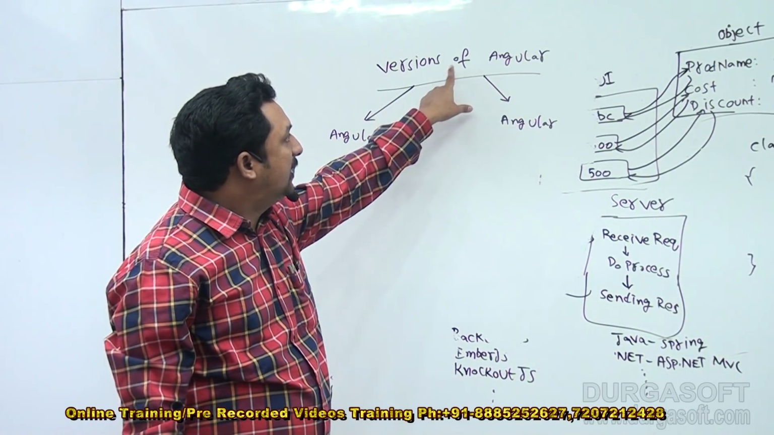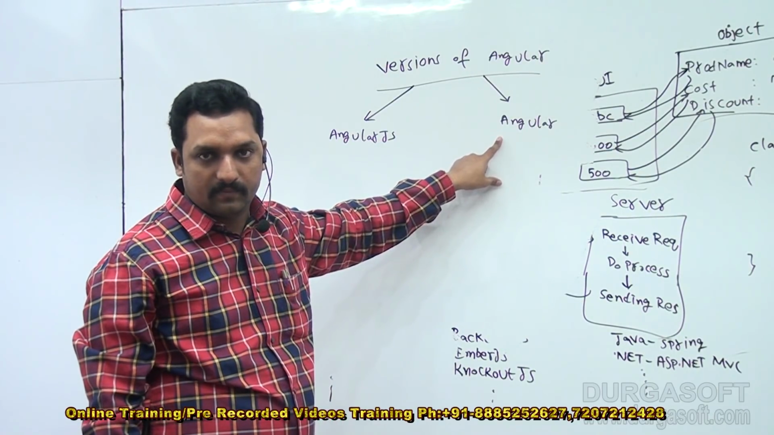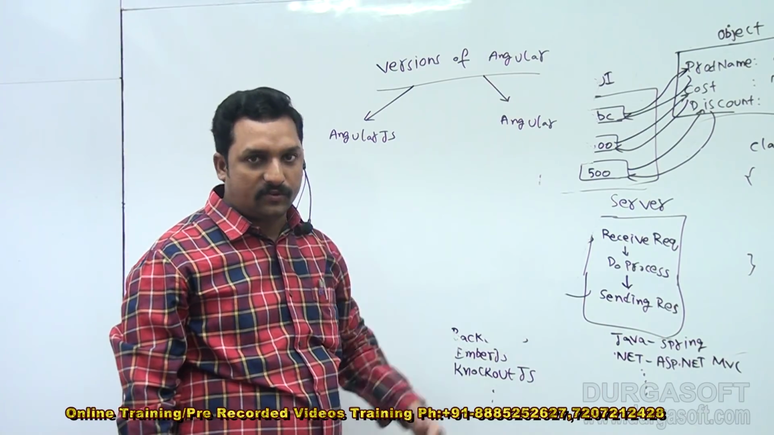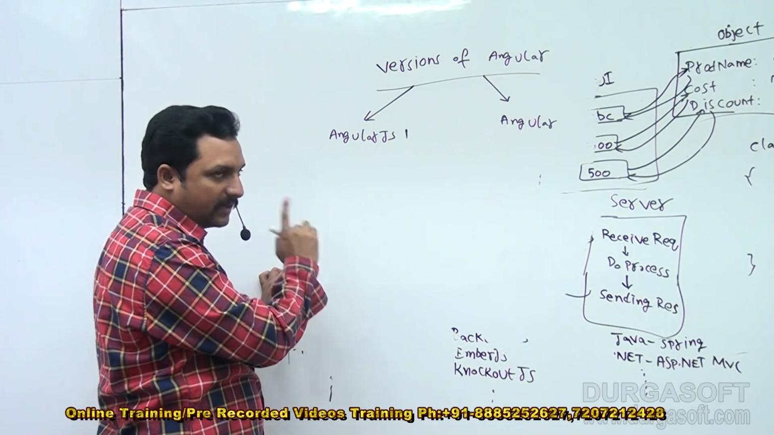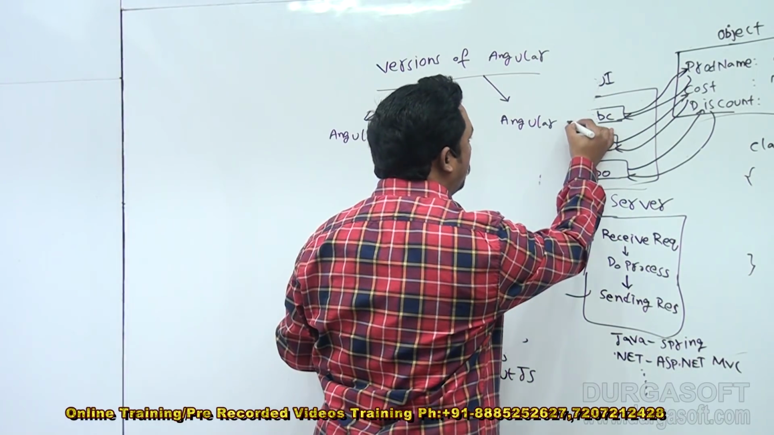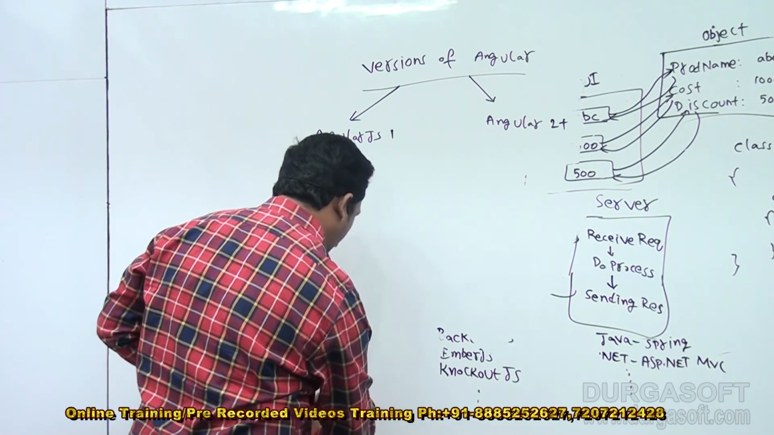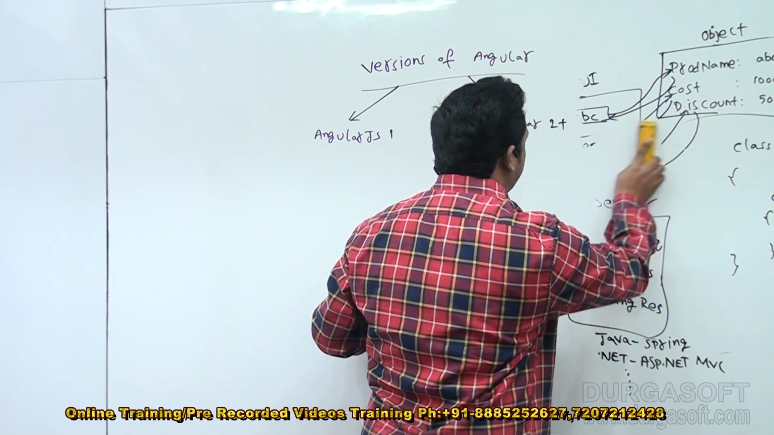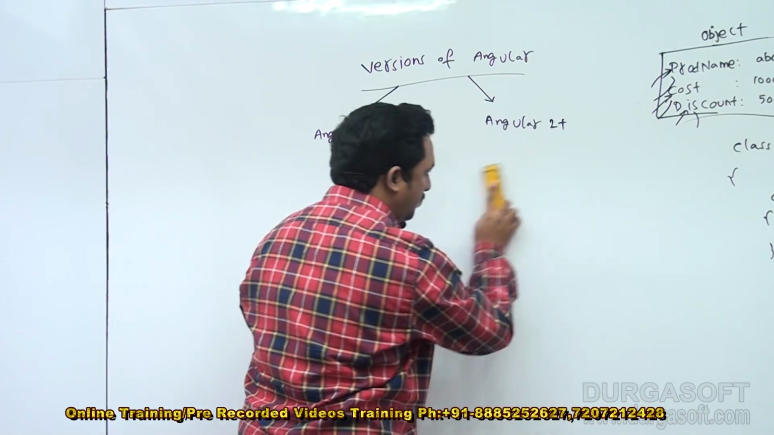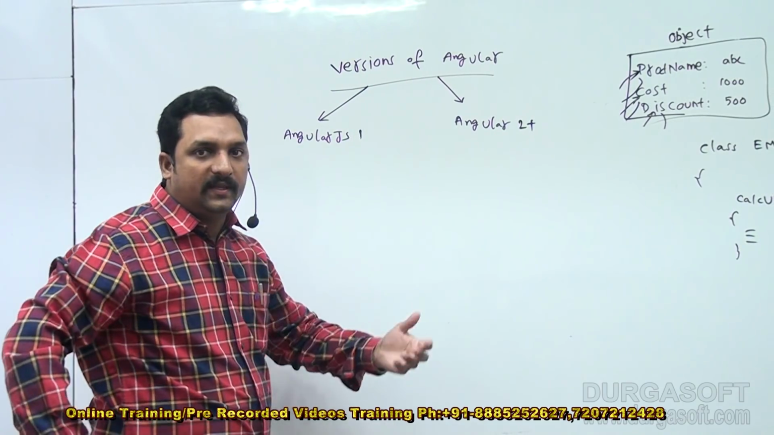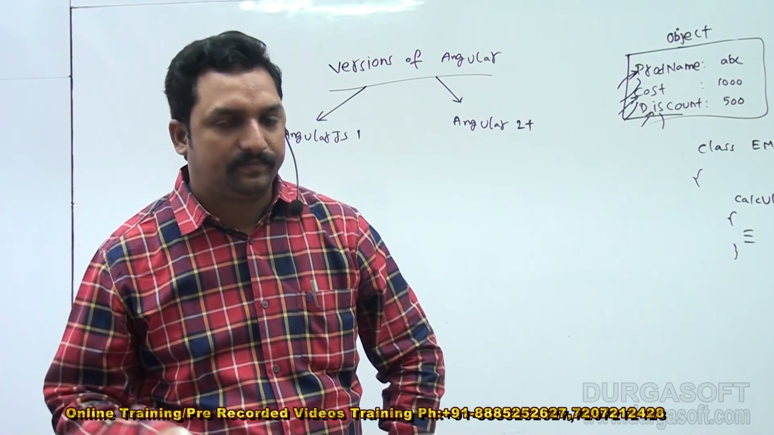But in the heading, versions of Angular, we have used the word Angular here, and here also Angular. That makes it confusing, right? So to avoid the confusion, let me say this is AngularJS 1, version number 1. And this is 2 plus. 2 plus means 2 onwards, Angular 2 onwards. So 2 plus means it may be 2, it may be 3, it may be 4, it may be 5, whatever it may be.